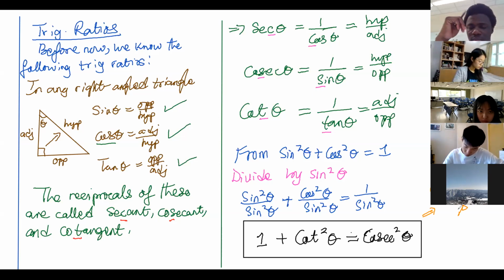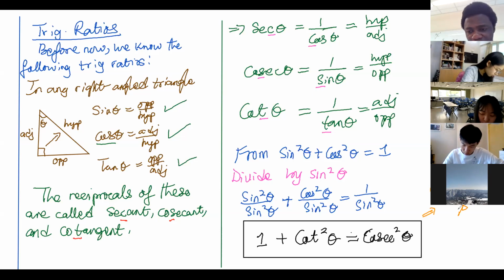1 equals cosec, one could be on the other side. You don't say 1 is equal to x, you say x is equal to 1. Cosec square theta minus cotangent square theta equals 1. So these are two implications from this.